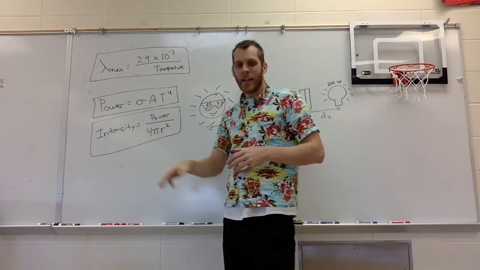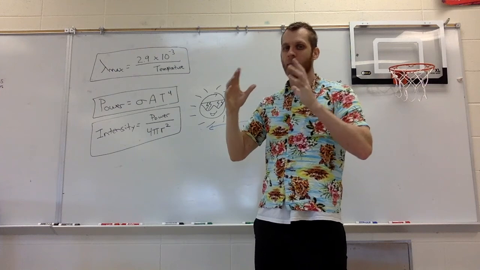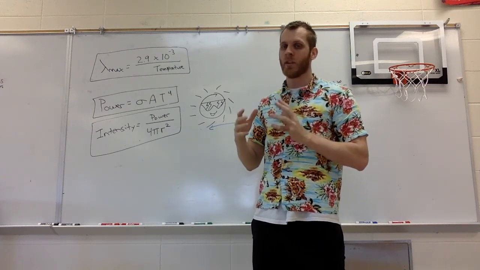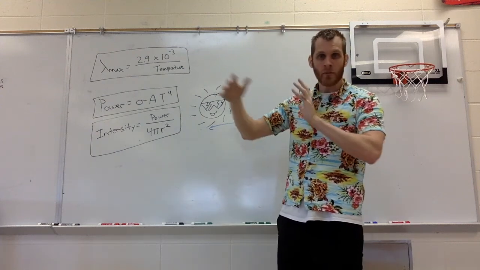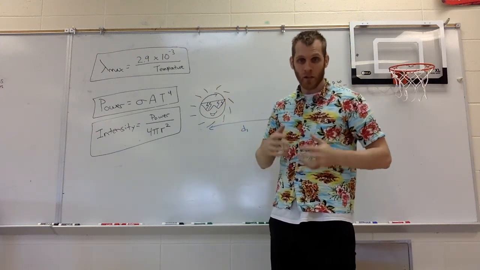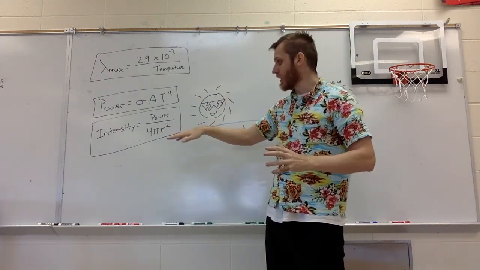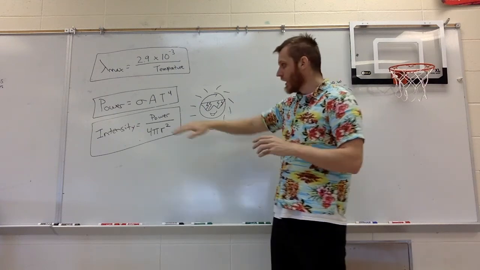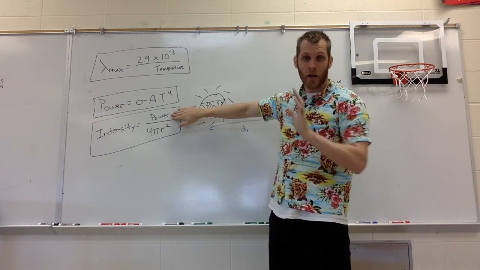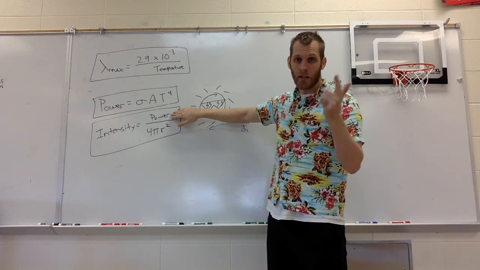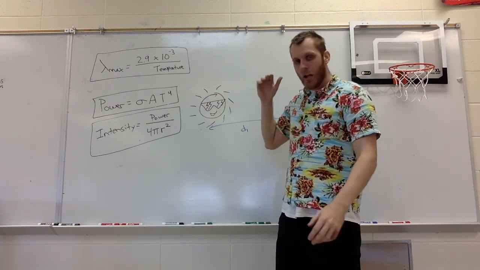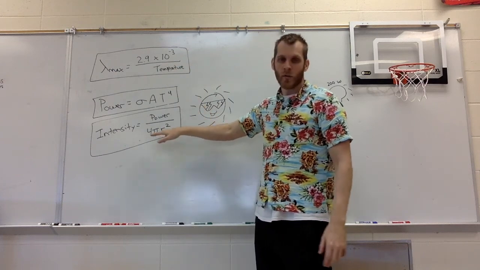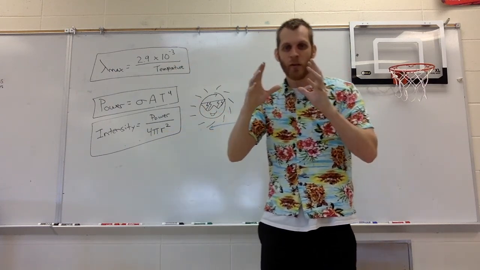The last one is intensity. The intensity is like how bright something is, or how warm something is, or how hot something is at a certain distance away. The farther away you are from something, the lower the intensity, because intensity goes down by a square. So the equation for intensity is power, how much power is radiated, whether it's light power, heat power, sound power, whatever kind of power it is, over 4 pi r squared. 4 pi r squared is the surface area of a sphere.